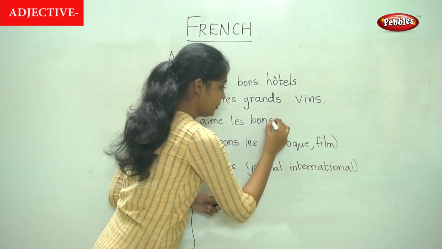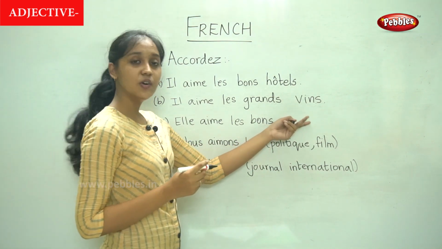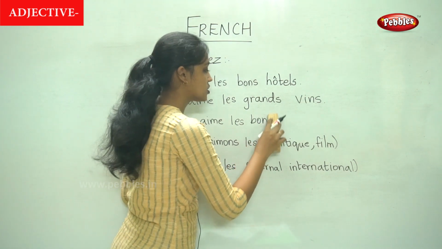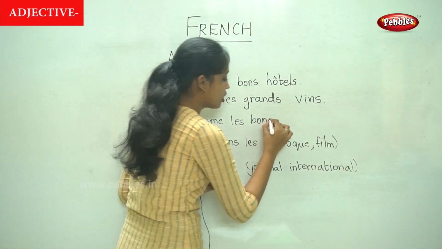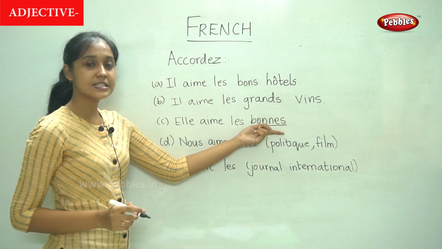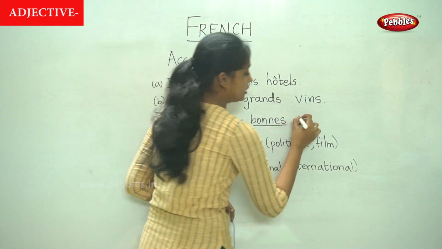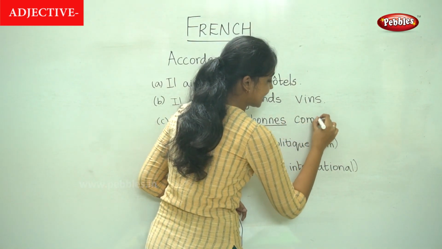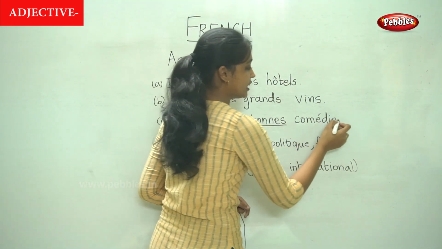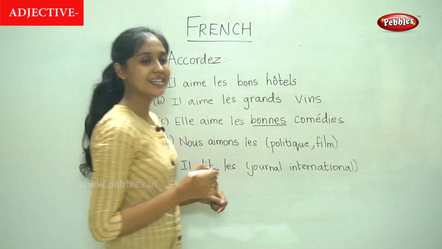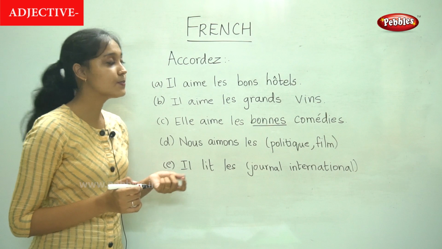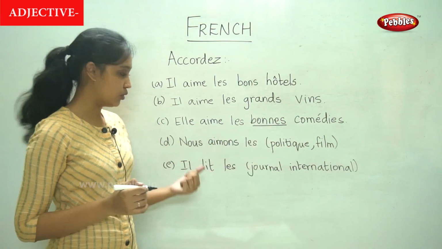We write bon. However, our noun here, comédie, is in the feminine form. So it becomes bonne. Why did we write this spelling here? Because the following noun is in the feminine. And to indicate it is plural, we include an S. So this is how we write the corresponding adjective and noun.